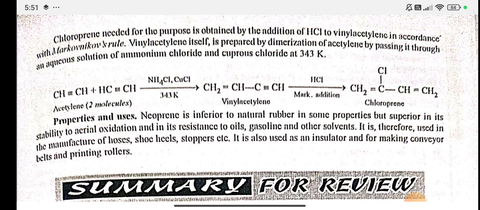Properties and uses. Neoprene is inferior to natural rubber in some properties but superior in its stability to aerial oxidation and its resistance to oil, gasoline, and other solvents. It is therefore used in the manufacture of hoses, shoe heels, stoppers, etc. It is also used for insulating and for making conveyor belts and printing rollers.